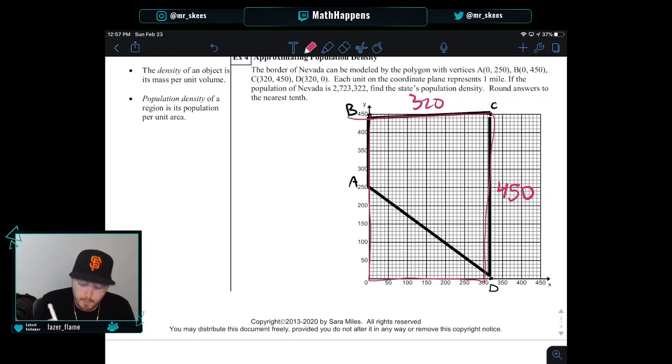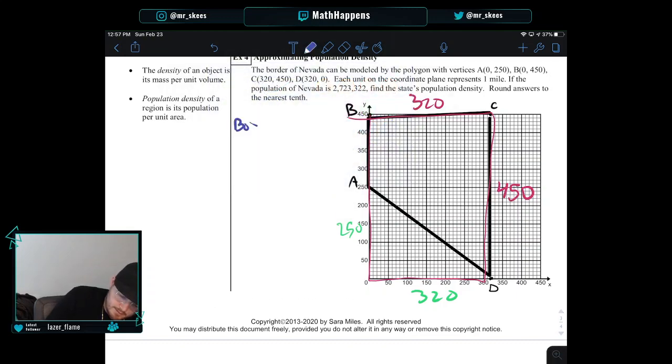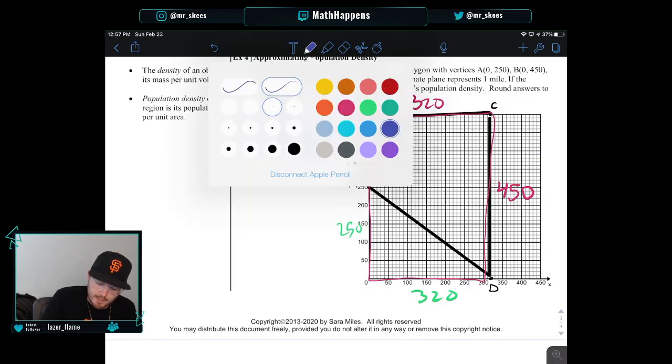Check, we did it. But what we need to know are the dimensions of this triangle down here, so that way we can find the area of it. So it's 320 by 250 tall. So our box, that is the whole thing, is 450 by 320. Let's find that first. 450 by 320 is 144,000 square miles.